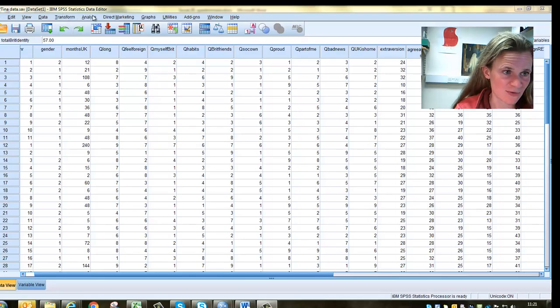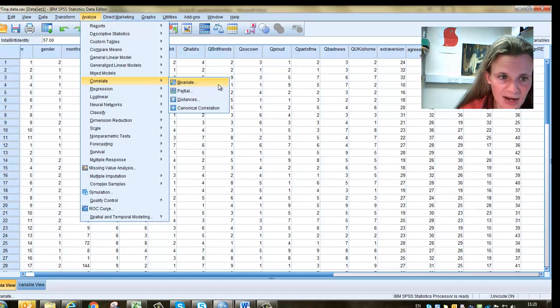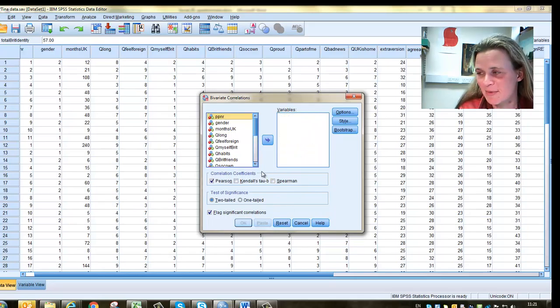So you can see lots of buttons here at the top. The one to go to is analyze, and then you go to correlate, and it's bivariate. That's what you want. And just reset that. I've been playing around with it.